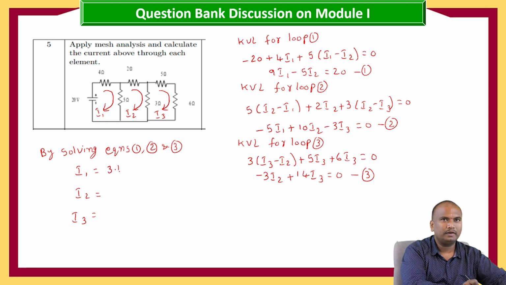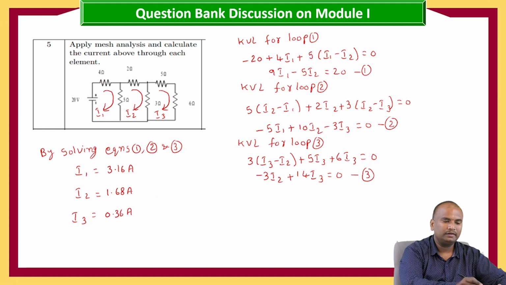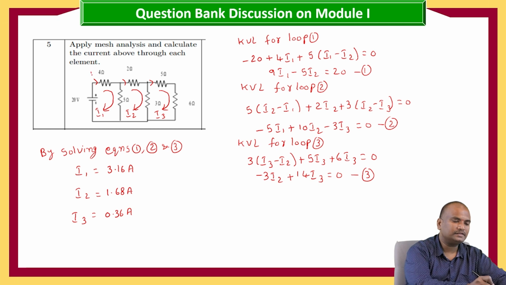I1 value is 3.16 amperes, I2 is 1.68 amperes, I3 is 0.36 amperes. These are the values we got for I1, I2, I3. And here the currents flowing through 4 ohms, 2 ohms, 5 ohms, 6 ohms, let us consider these as IA, IB, IC, ID, IE, IF.